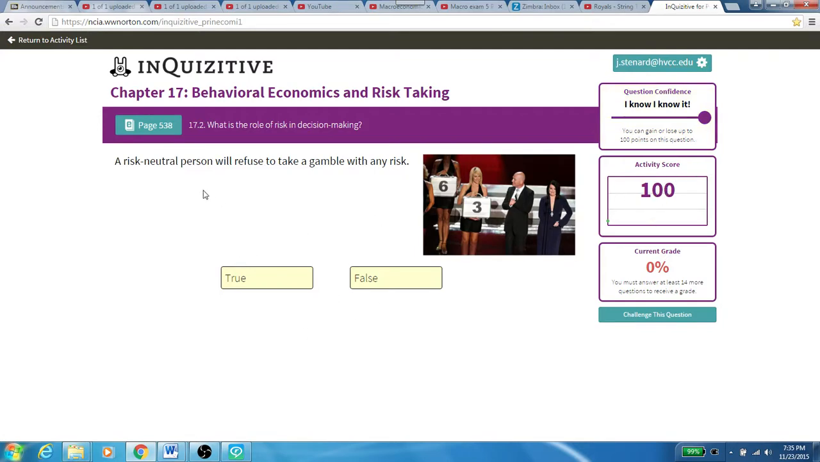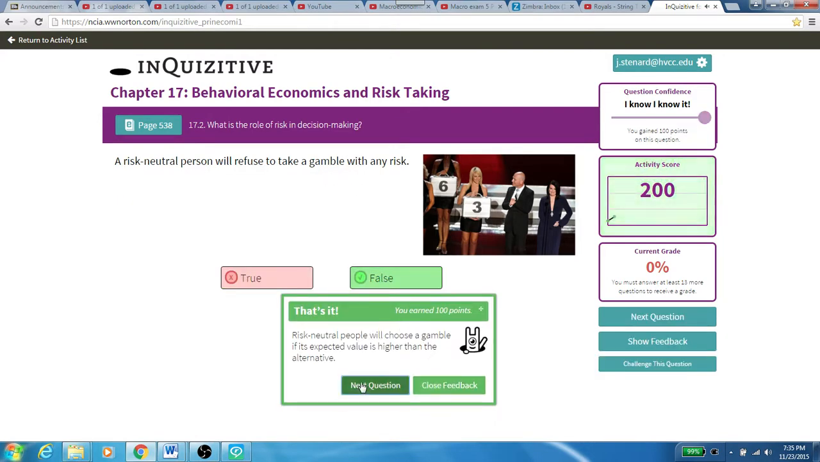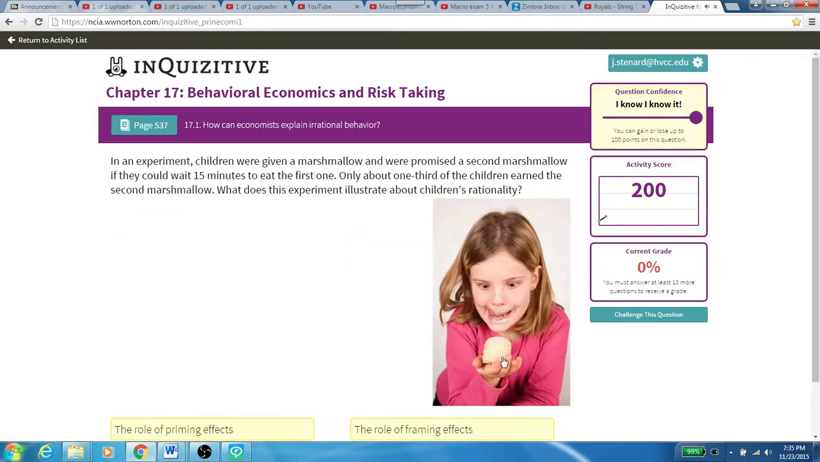False or true? A risk-neutral person will refuse to take a gamble with any risk. Couldn't be more false. Let's go on to the next question. Oh, here we have somebody.